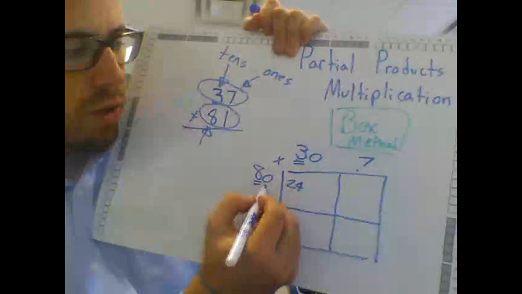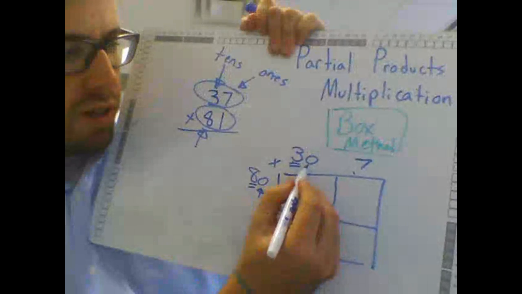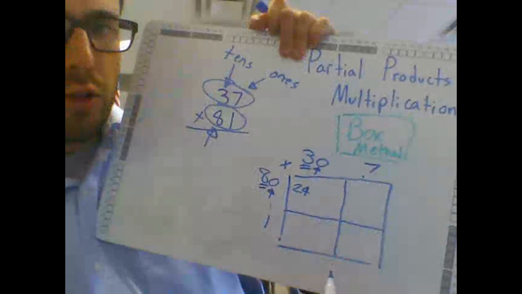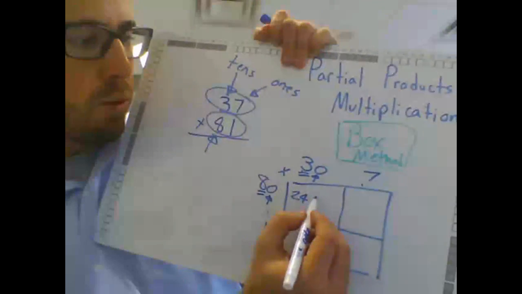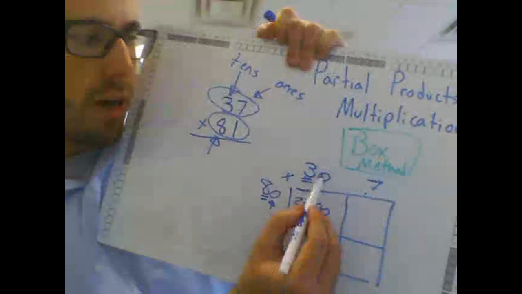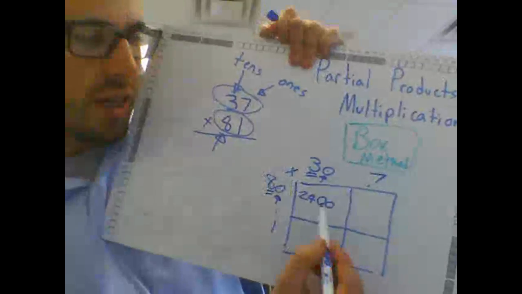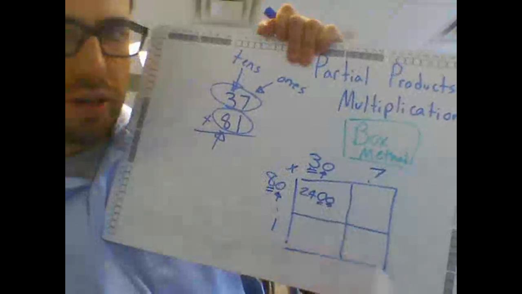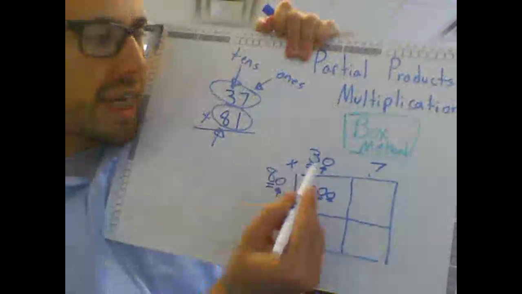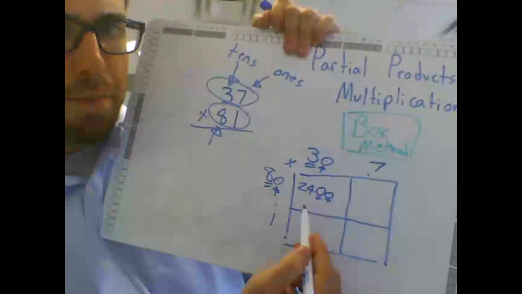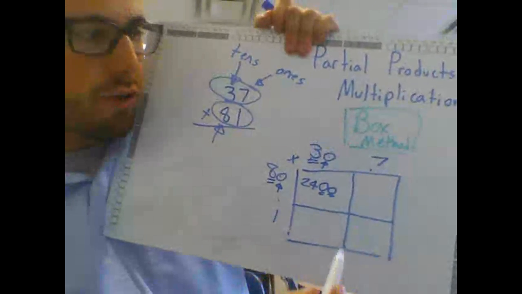Now notice how we forgot to deal with our zeros. We can use our zero trick and just add them on at the end. I had 2 zeros that I forgot about, so I add those 2 zeros on at the end. So 80 times 30 is 2,400.